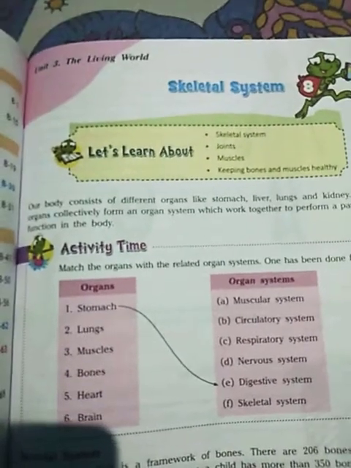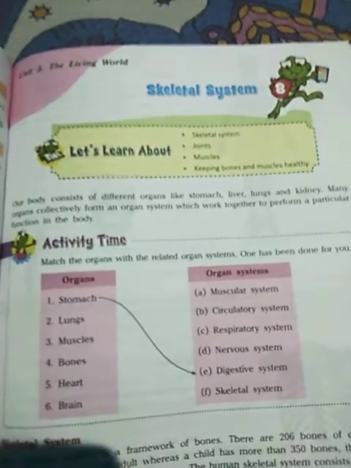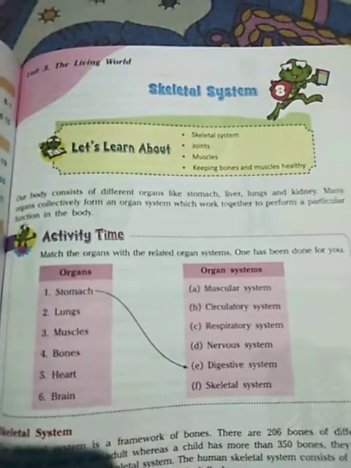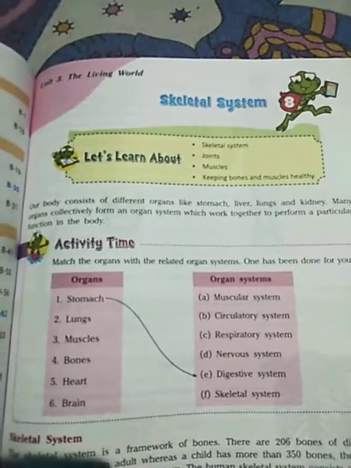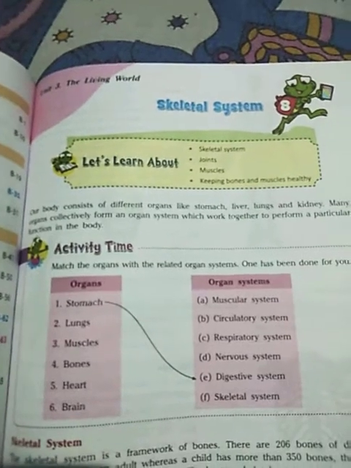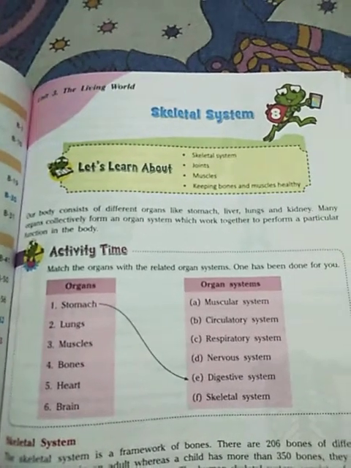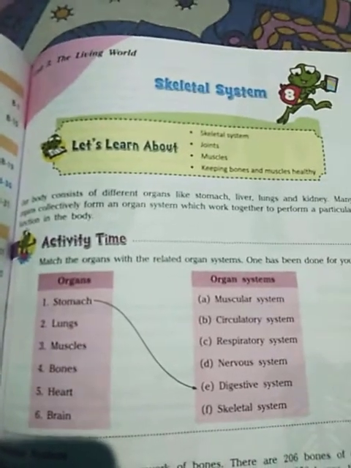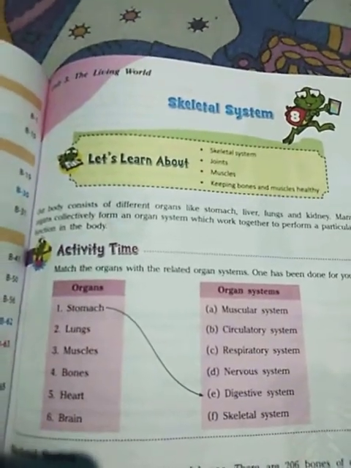Let us proceed. Our body consists of different organs like stomach, liver, lungs, kidneys. All of you are aware of these organs, right? Many organs collectively form an organ system which works together to perform a particular function in the body. Organ system? Let me explain.